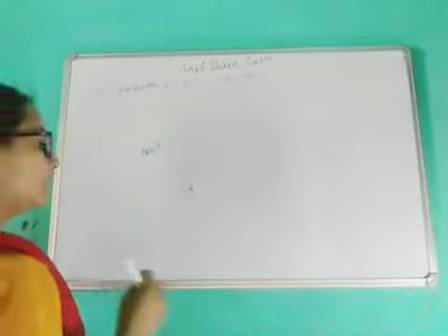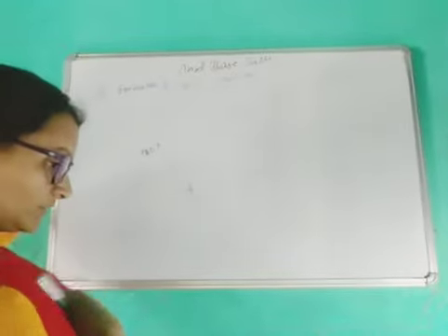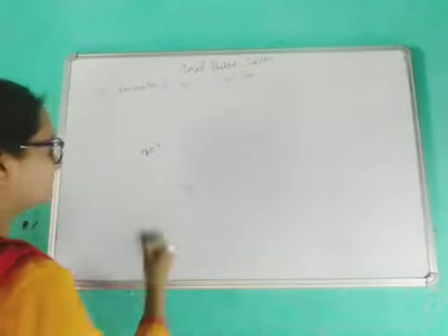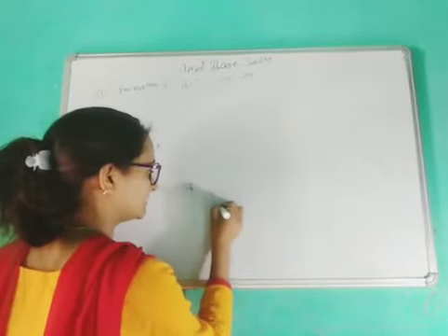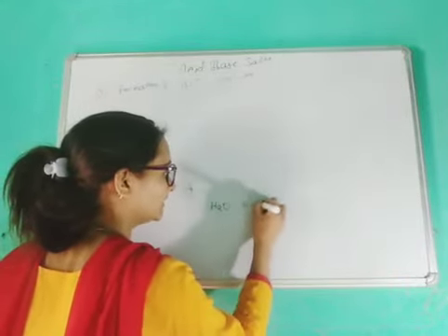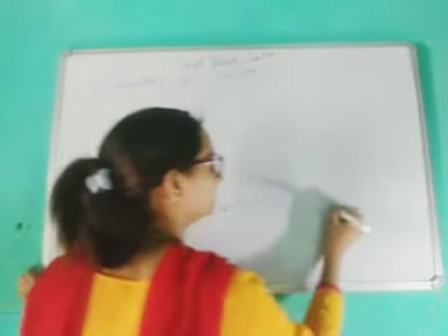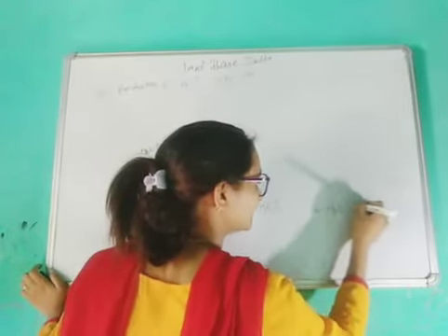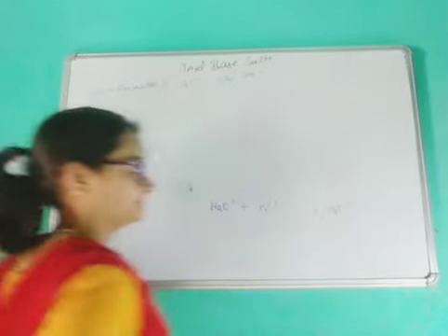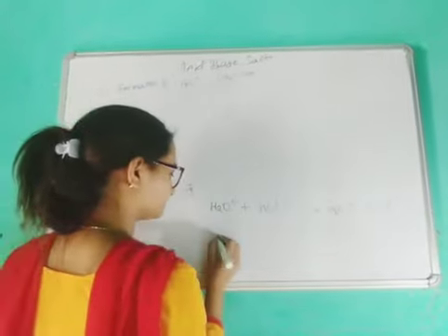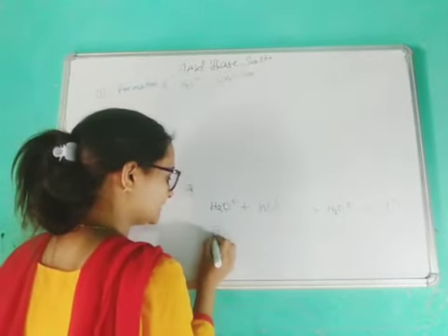How does it form? First of all, you have to react H2O with HCl. This H will transfer to here. It will form H3O positive plus Cl negative. Now, this is the water molecule.